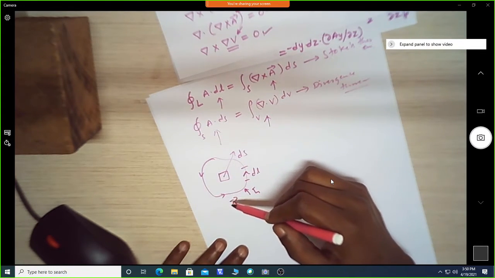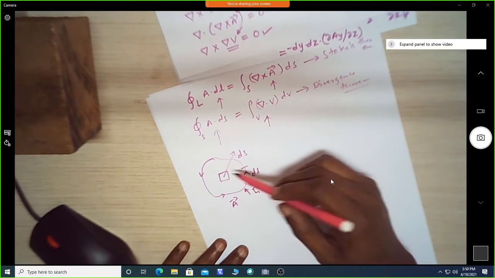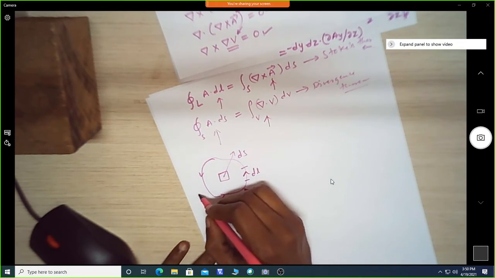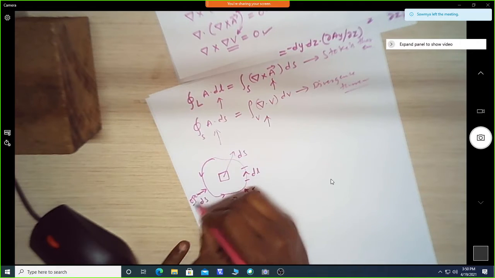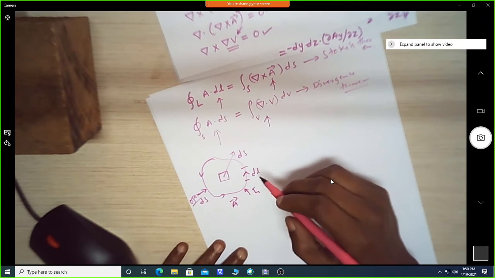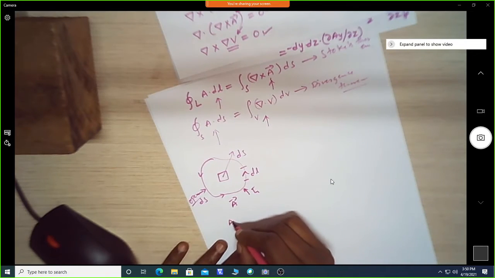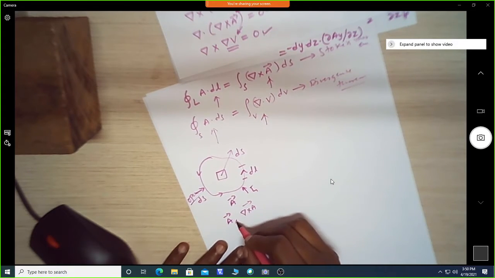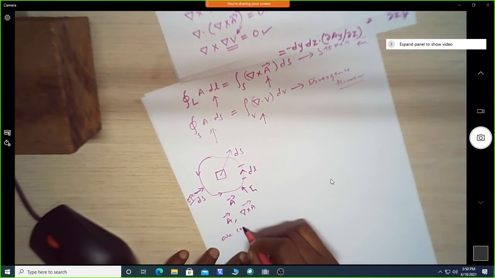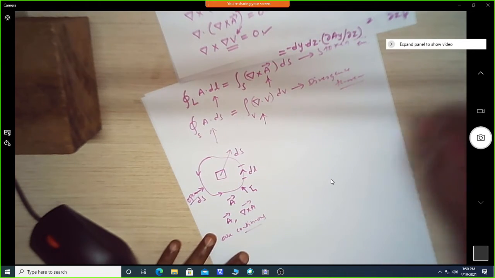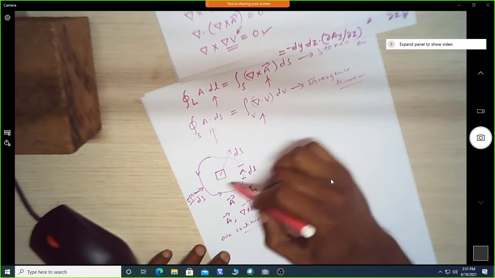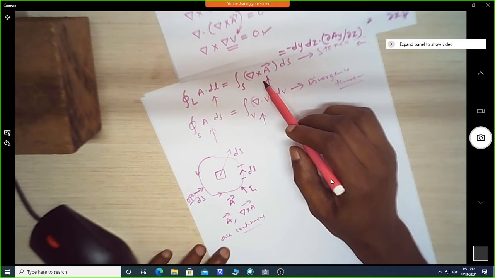the circulation of field A around a closed path L is equal to the surface integral of the curl of A over the open surface which we have defined. This applies only when the vector A and its curl are continuous on S. So A and del cross A are continuous. If these are continuous over this open surface, then the closed line integral of this vector field A is equal to the surface integral of the curl of A.